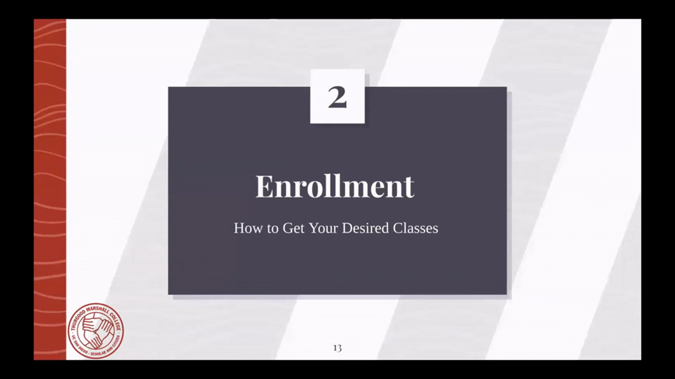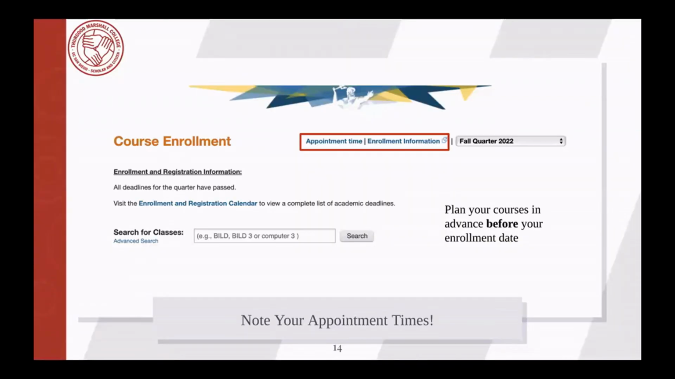Now that you know how to plan your courses, we'll cover how to actually enroll and waitlist in your desired classes. Upon logging into WebReg and selecting fall 2022, you will be able to check your appointment times for the first and second pass. It's very important to write down this information so as to not miss your enrollment windows.